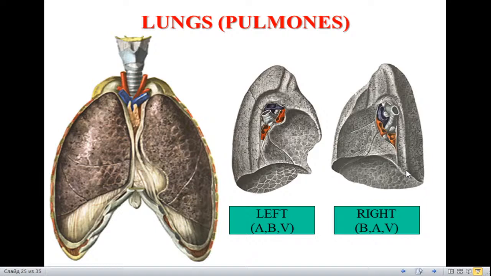Another difference is that the left lung has two lobes and the right lung has three lobes. These lobes are separated by fissures. In the left lung there is only an oblique fissure. In the right lung there are oblique and horizontal fissures. That's why the right lung is somewhat bigger than the left lung, because of the heart.